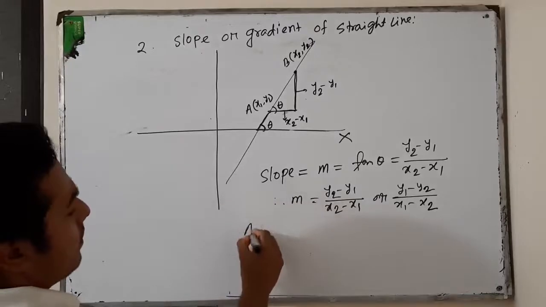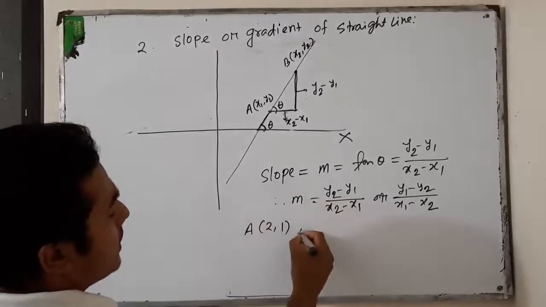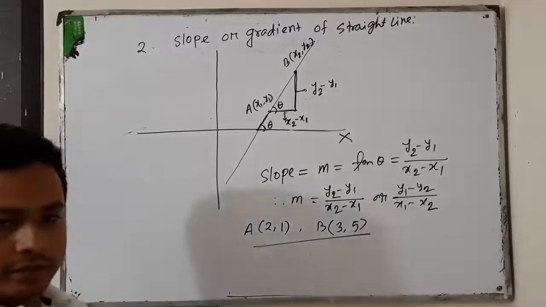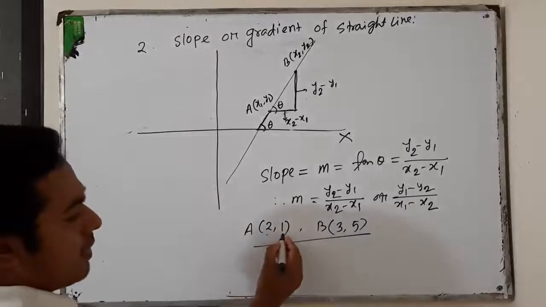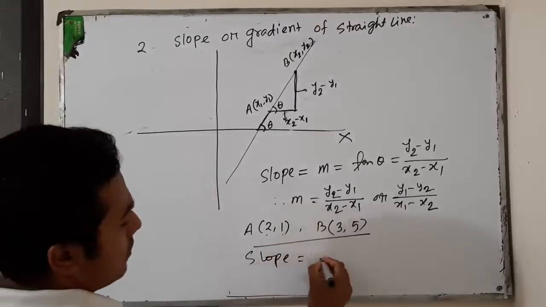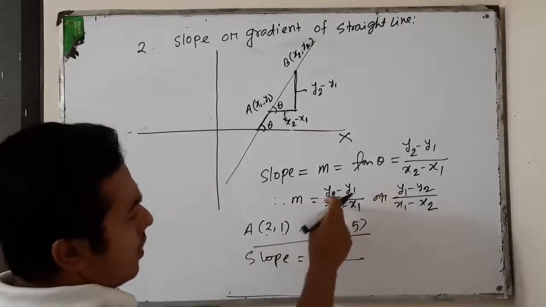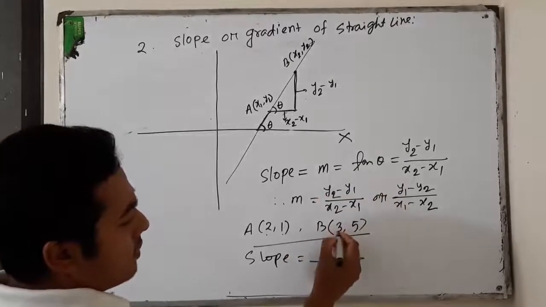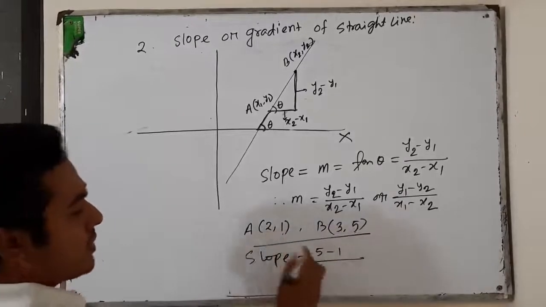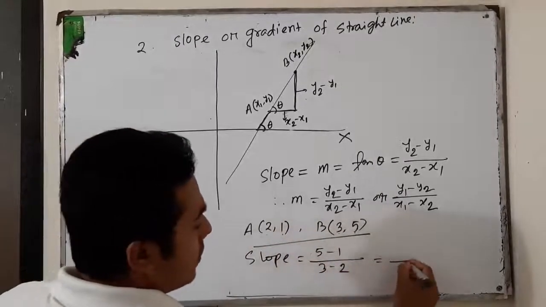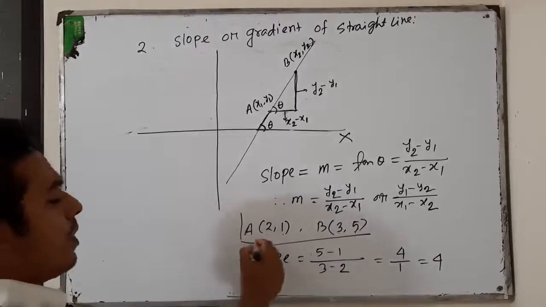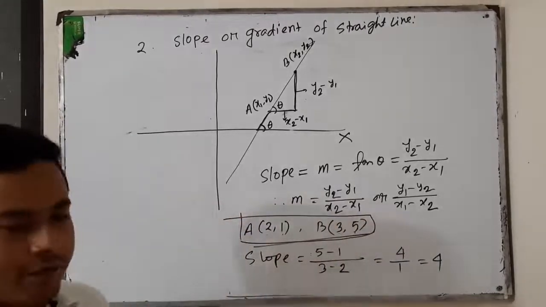As an example, if one point is 2, 1 and another point is 3, 5, then what is the slope? By this formula, this is x1, this is y1, this is x2, this is y2. Then slope is equal to y2 minus y1, 5 minus 1, over x2 minus x1, 3 minus 2, which is 4 divided by 1, equal to 4. Okay, then the slope through these points is equal to 4.